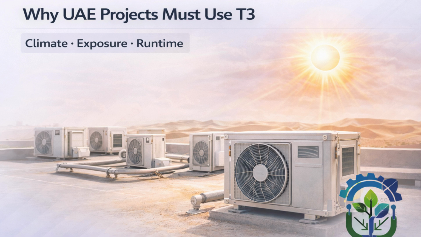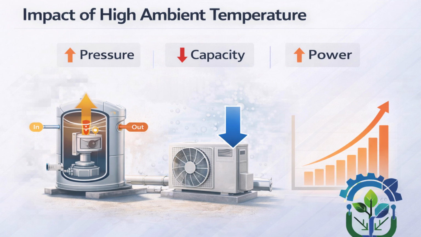So why must UAE projects use T3? In the UAE, ambient temperatures exceed 45 degrees Celsius. Units are usually exposed to direct sunlight, and HVAC runs 12 to 18 hours daily. This is why authorities insist on performance at T3. If equipment is not T3 rated, it is already outside its safe operating envelope and it is effectively undersized by default.